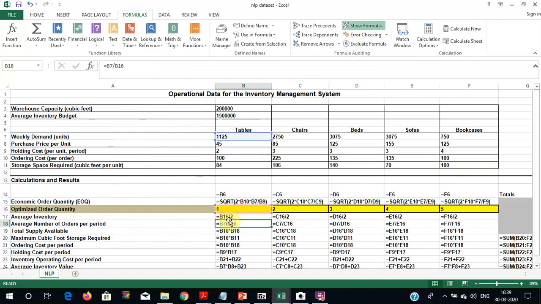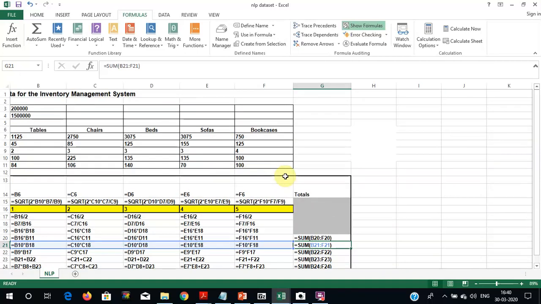Average number of orders per period is weekly demand divided by optimized order quantity. Total supply available is optimized order quantity multiplied by average number of orders per period. Maximum cubic foot storage required, this is something of interest. It becomes total optimized order quantity multiplied by storage space required. Each one is for that particular product, and the total I'll sum them all.